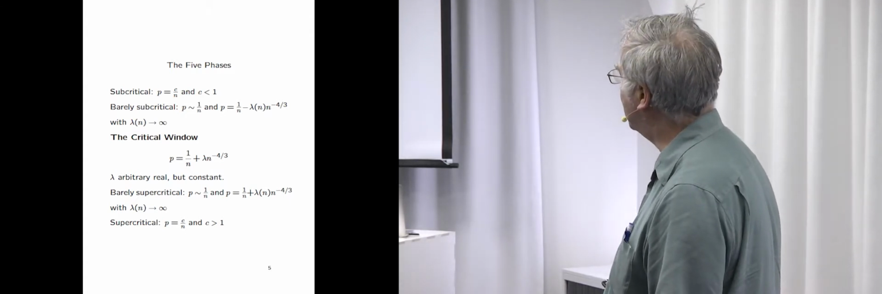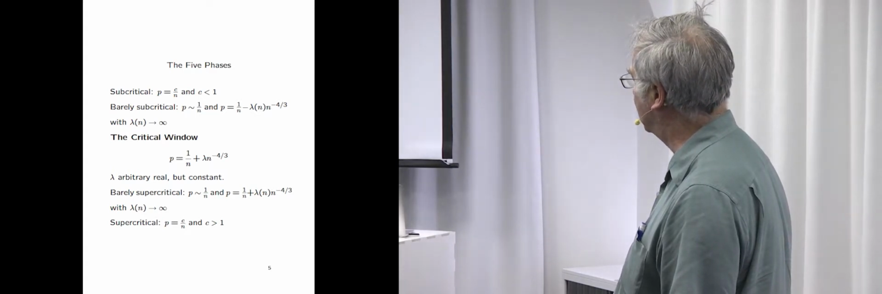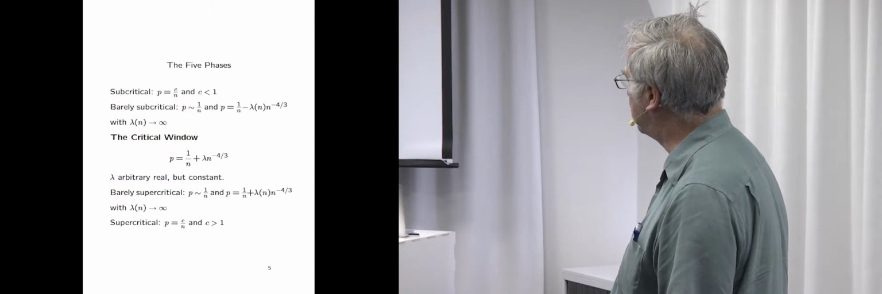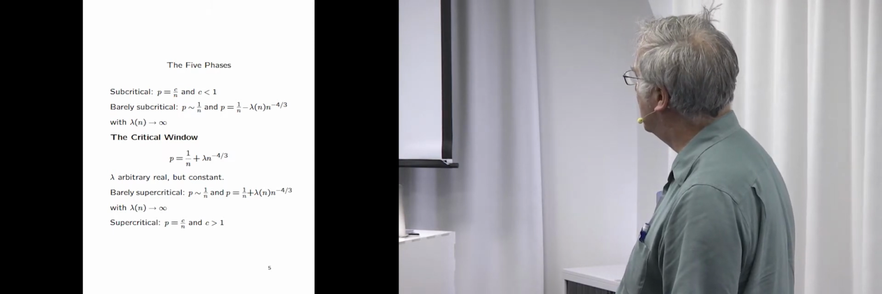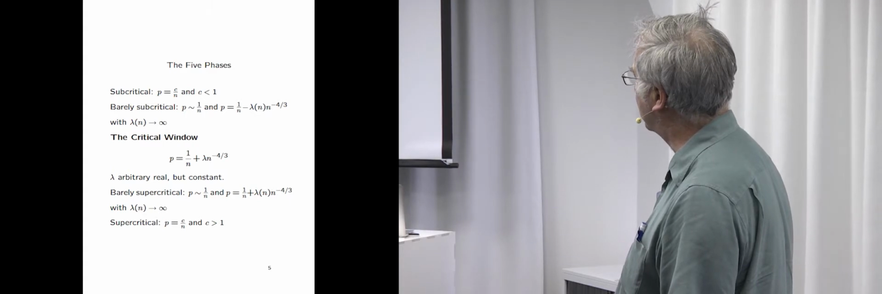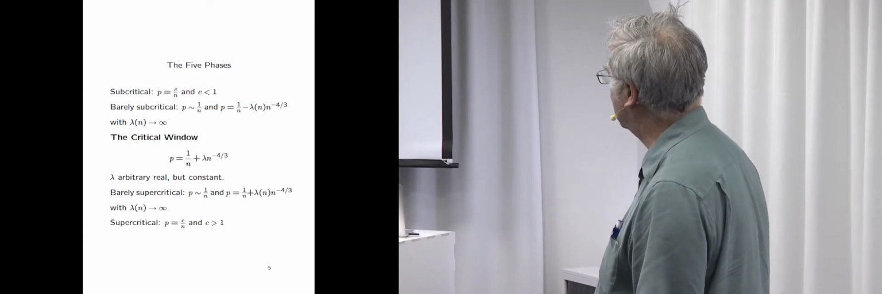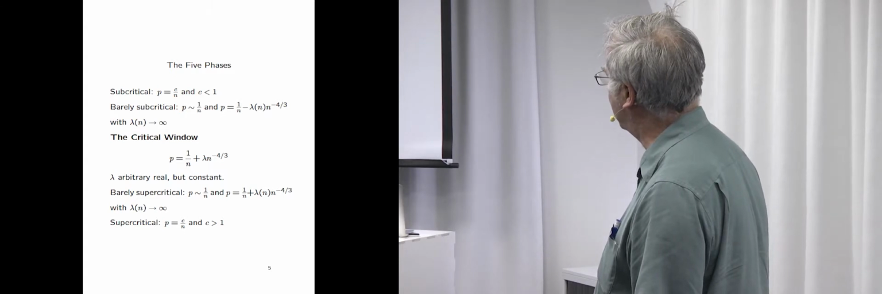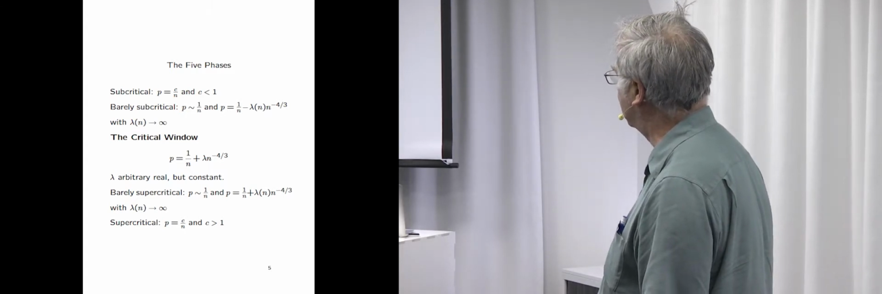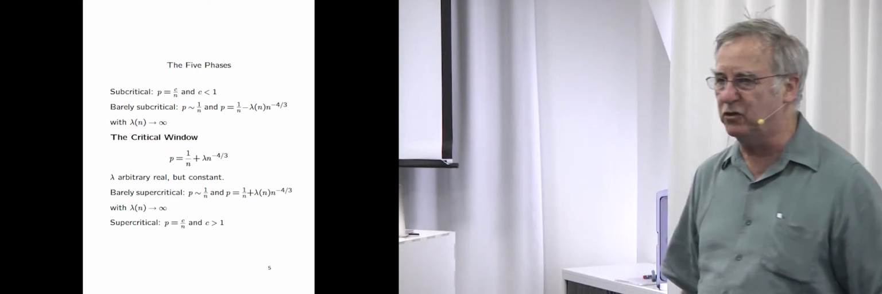So now we think of 5 phases: subcritical, like Erdős-Rényi, c is less than 1; supercritical, where c is greater than 1; but barely subcritical, if we have 1 over n minus lambda of n times n to the minus 4/3, where lambda of n is going to infinity, then that's called barely subcritical. And if it's 1 over n plus lambda of n times n to the minus 4/3, where lambda of n is going to infinity, this is with a plus, then that's called barely supercritical.